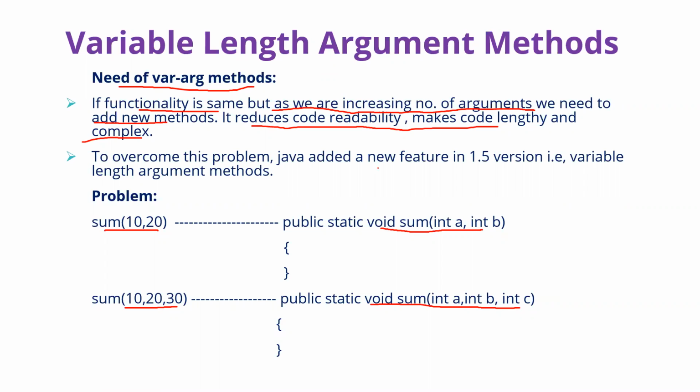To avoid that problem, Java added a new feature in the 1.5 version, which is nothing but variable length arguments, which means you can pass any number of arguments. There will be no problem, and those passed arguments will be stored as a one dimensional array in the method. Okay, let me go to the next slide.